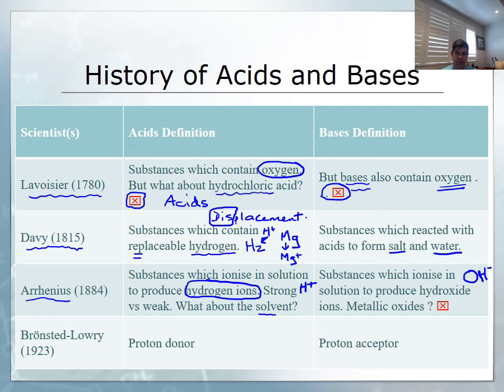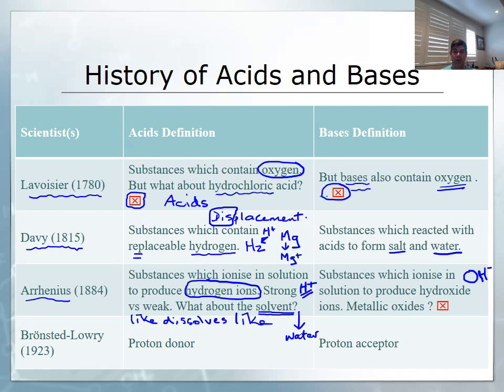But there were some issues with the Arrhenius definition as well, okay? Because the solvent actually had a lot to do with whether or not hydrogen ions were produced. We know rules such as like dissolves like. And so therefore, in water, for example, when the solvent is water, then you get a lot of these acids ionizing readily to produce hydrogen ions. But if the solvent is not water, then we have some problems with our definition of liberation of H+ ions.